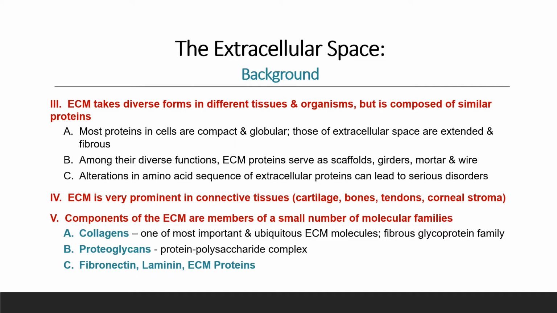Okay? And then next, the second one would be the proteoglycans. So they are coming from the protein polysaccharide complex. So they are the protein molecules containing many bound glycosaminoglycans or the GAG chains. Okay? And then of course you have the fibronectin, laminin, and the other ECM proteins.